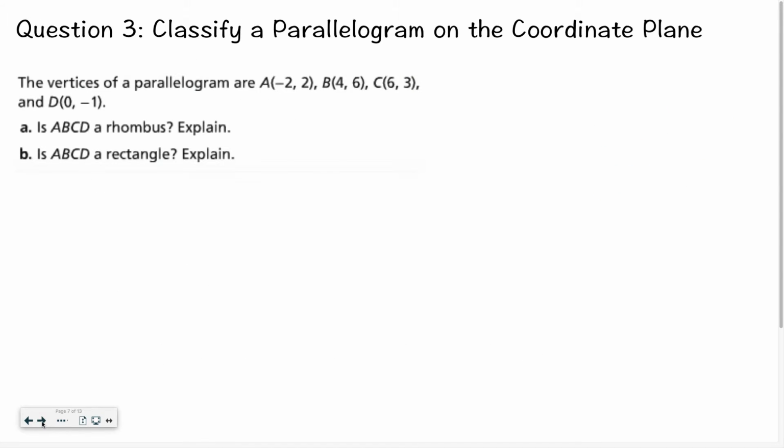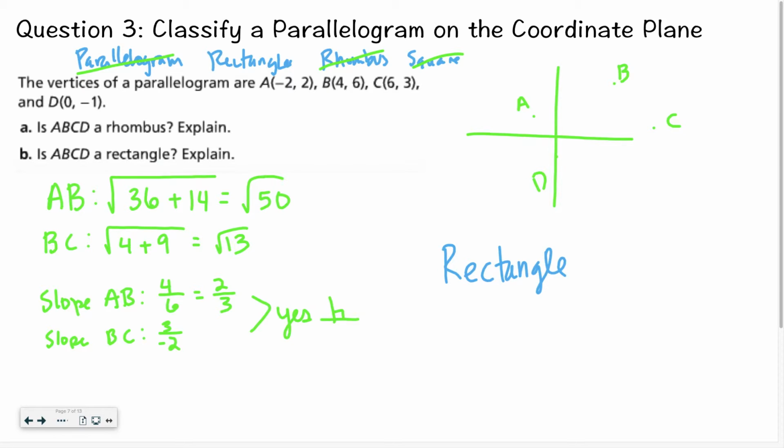Why don't you go ahead and take a look at this problem on your own? Good luck. All right, hopefully for this question you figured out it's not a rhombus because we do not have congruent sides, but it is a rectangle because if we check the slopes, we have opposite reciprocals, so they form right angles.